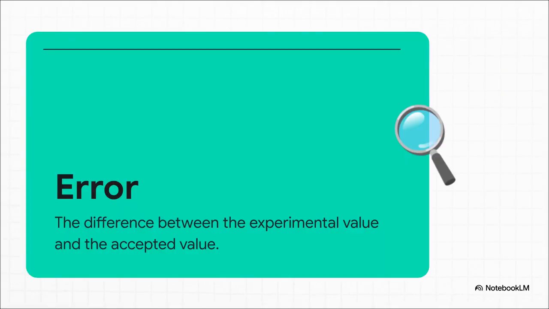In science, that difference has a specific name, error, and it's a simple calculation, just your experimental value minus the accepted value. So in our water example, the error is negative 0.9 degrees Celsius. This is a really important number for figuring out just how accurate our measurement was.